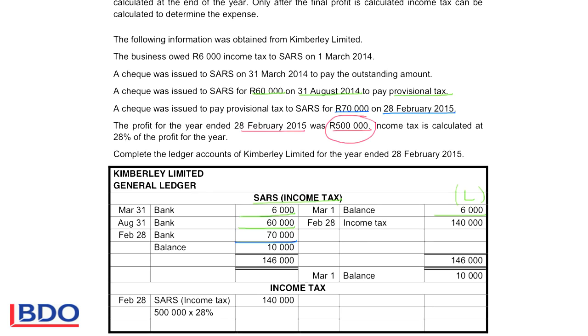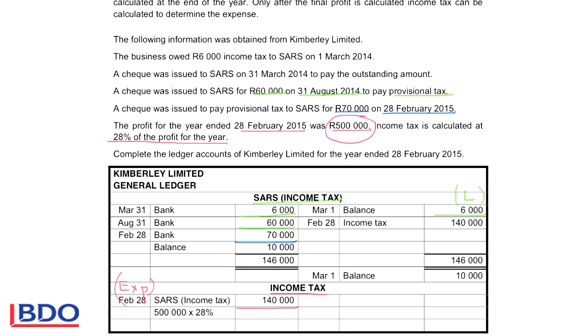And then we go and we calculate 28% on that profit amount. So for the first time, you can write in this income tax account and you show 500,000 times 28% will give me the total tax that's payable to SARS as 140,000. So for the first time, I will write in this expense account to show that we know what the expense for income tax is. Who do we owe the money to?